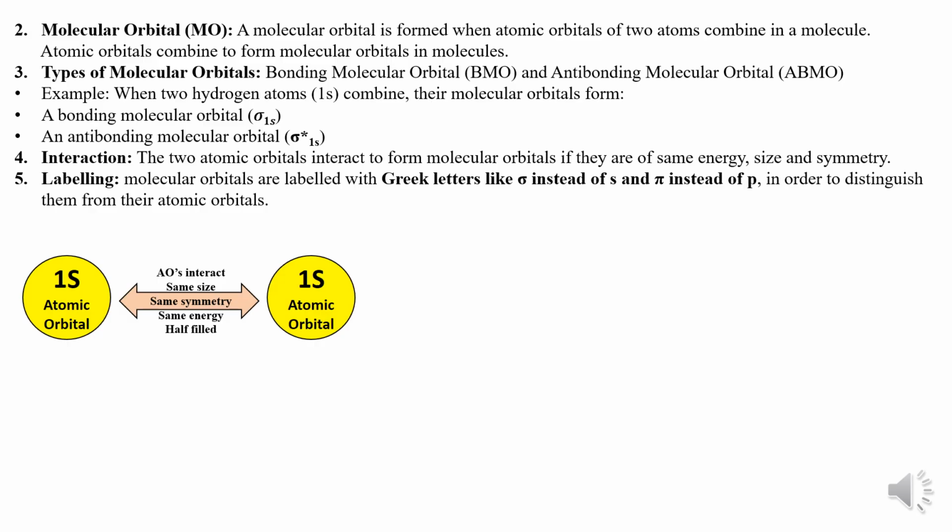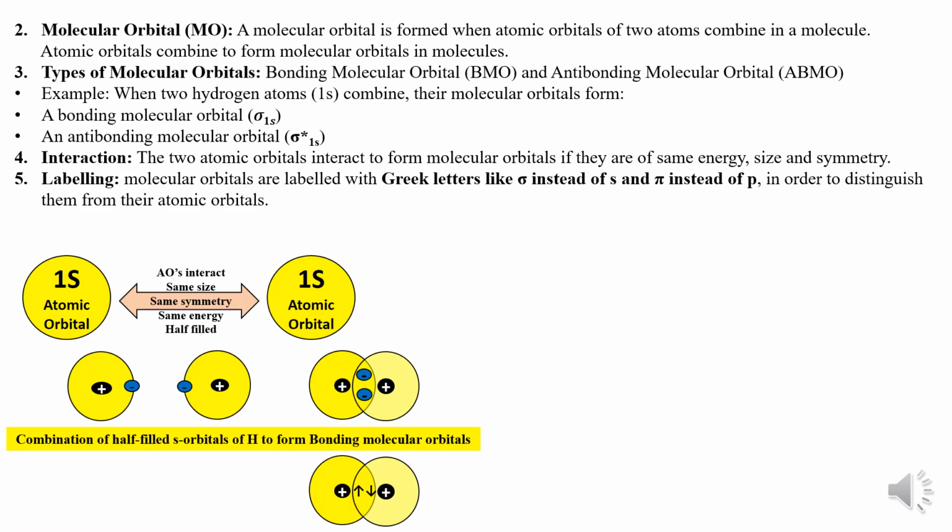Now during the interaction, there are some requirements. Only when these requirements are met, it brings about interaction between these atomic orbitals. So what are the requirements? In order for the atomic orbitals to interact, they should be of the same size, same symmetry, same energy, and moreover they should be half filled. Only when these requirements are met can you expect the atomic orbitals to interact with each other. And after the interaction, it results in formation of molecular orbital. So what you see here is a combination of half-filled s orbitals of hydrogen atoms, resulting in formation of bonding molecular orbitals.